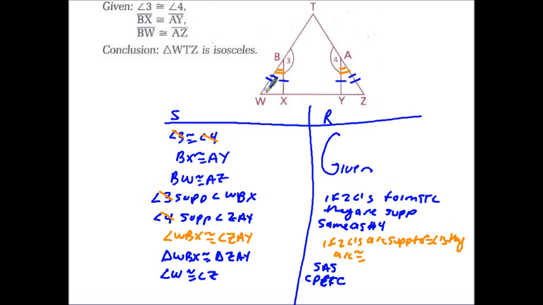So if these angles right here are congruent, that's enough information to tell me that this big, huge triangle has congruent angles. So I'm going to say triangle WTZ is isosceles. The reason is, if a triangle has two congruent angles, it's isosceles. Beautiful.